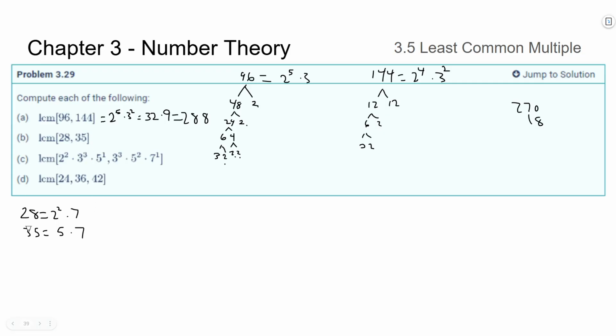Okay, so the prime factorization, or the least common multiple here, would end up being, we need 2 2's, so 2 squared times 5 times 7. Because we only have 2 squared in one of them, so got to take that, and we only have 5 in 35, but we need both of those. We need the 2 squared, we need the 5, and they both have a 7, so we'll use that 7. And then that will give us, if we multiplied this out, 140.